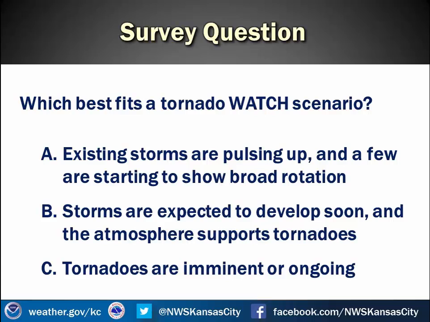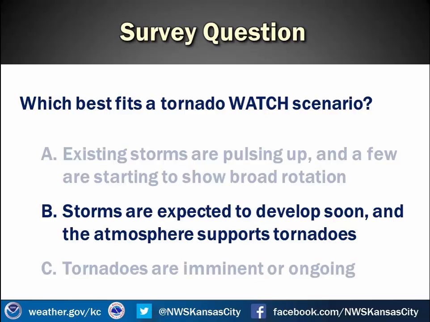Who thinks A? How about B? How about C? Okay, actually, the answer is B, because we try to get these watches out ahead of time before the storms ever develop. And in this case, the atmosphere is supportive of tornadoes. We just maybe don't have the storms yet. So again, we're giving you a little bit of a heads up that those storms may be coming.